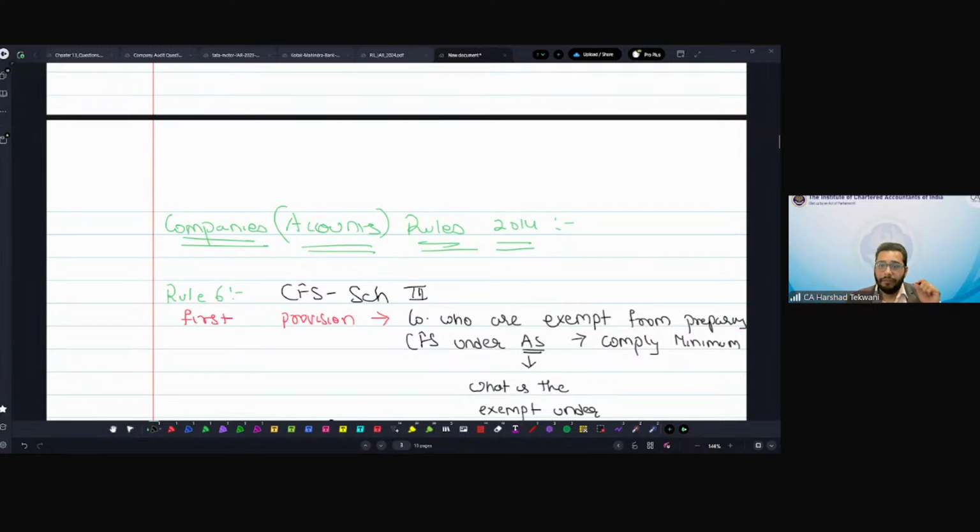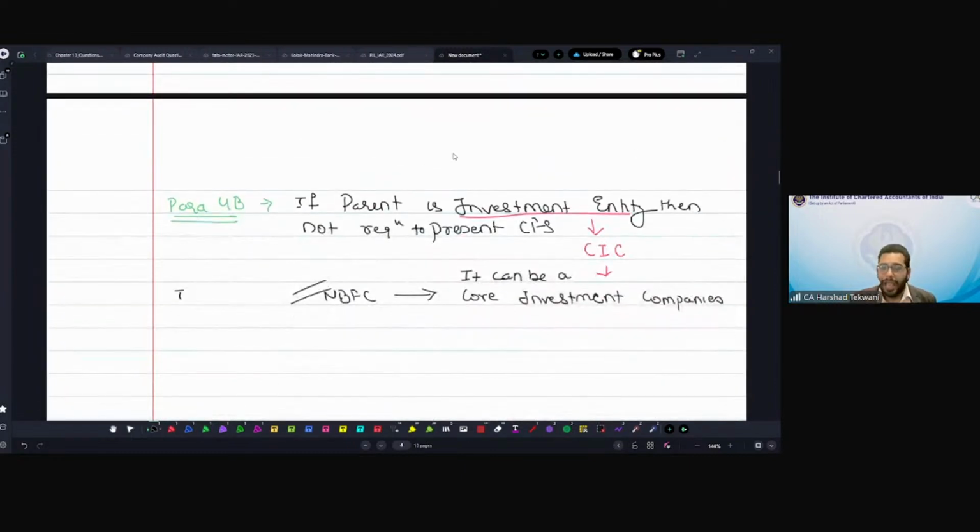Now, the reason I'm discussing this topic is that you should be aware of when a company is required to prepare CFS and when it is not. You should be aware of the requirements; only then can you perform the audit. Tomorrow, if it's an investment company and you ask the company, give me consolidated financial statements, that's not good on your part, you are not updated. So it's necessary for us to understand which companies are required to prepare CFS and which are not. Clear with this? Yes or no? Yes, sir.